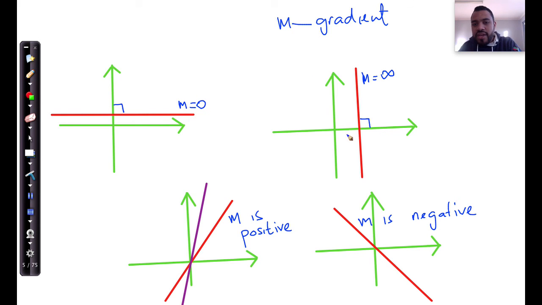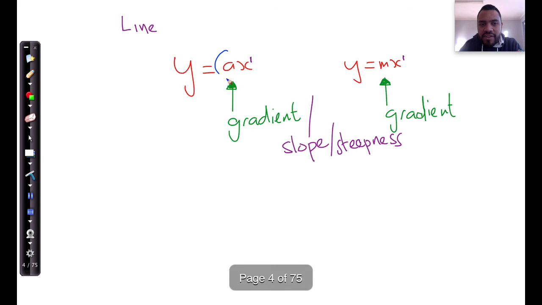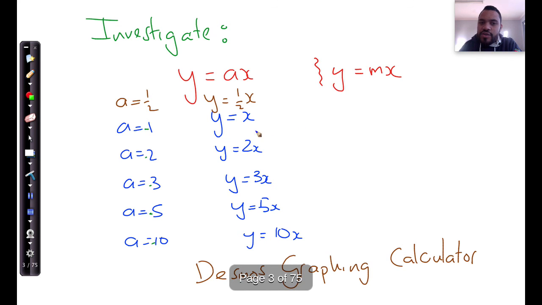And remember, the gradient is represented by the number in front of x in the equation of a straight line. And when you look at each of these, you also saw that the bigger the number in front of x, the steeper that graph was.